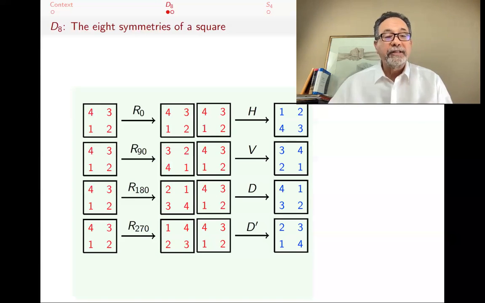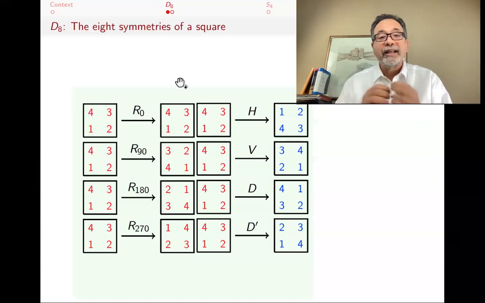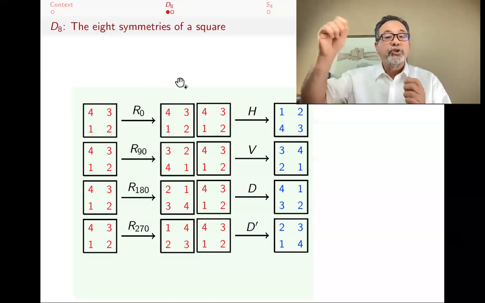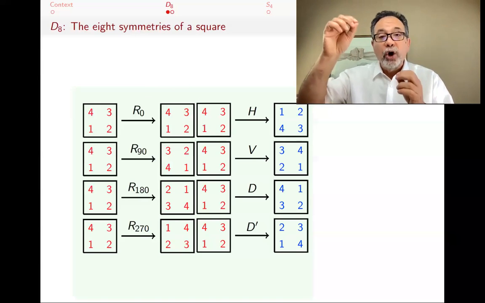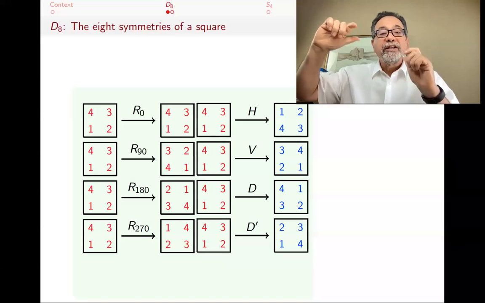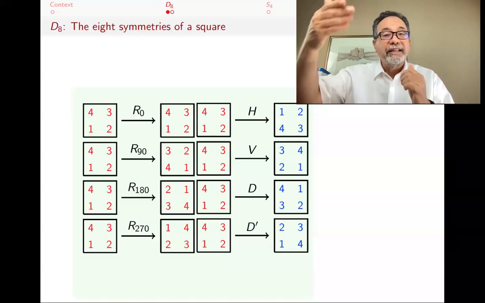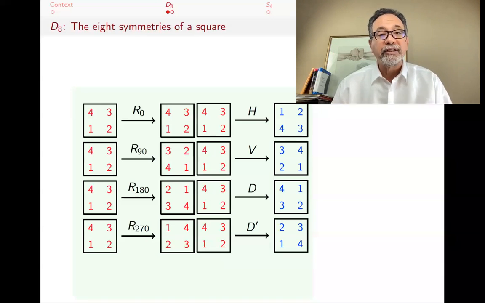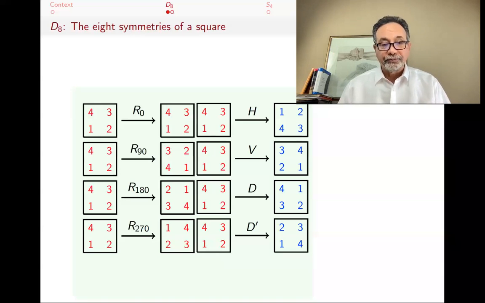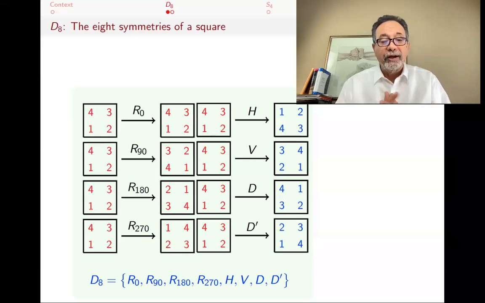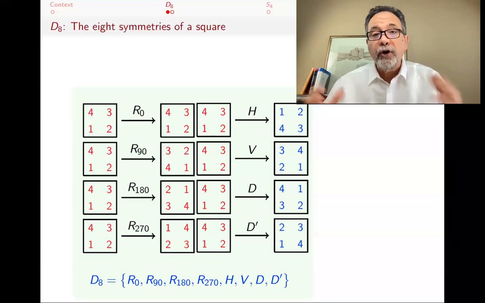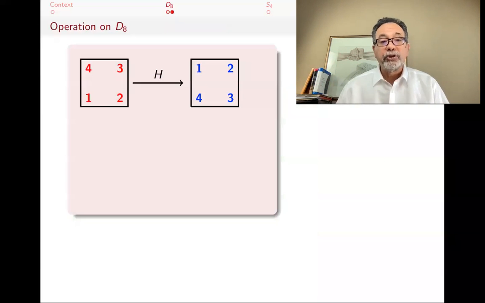If you focus on, say, 1, where can it end up? It can end up in one of the 4 squares. And as soon as you decide where that 1 goes, then you have 2 choices. You can either flip the square so that 1 is in the back or not, and the 1 is in the front. You have 4 times 2, 8 choices for a symmetry of a square. The set of symmetries of a square are these 8 things: R0, R90, R180, R270, H, V, D, and D prime. So far, I've got my non-empty set, but there's more to it.